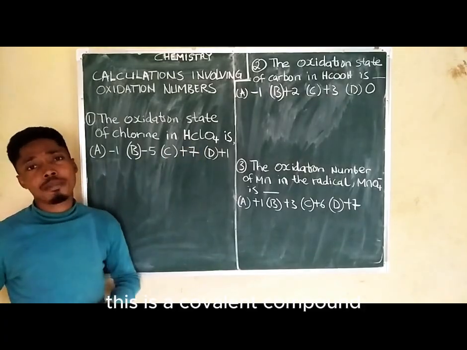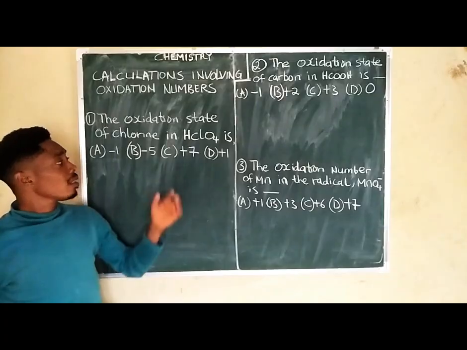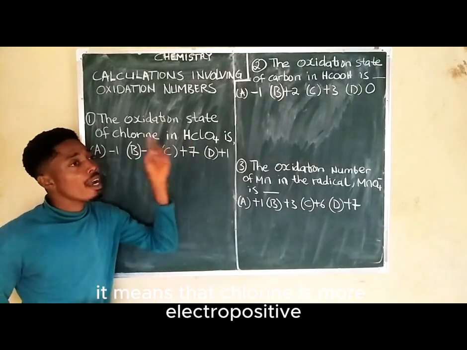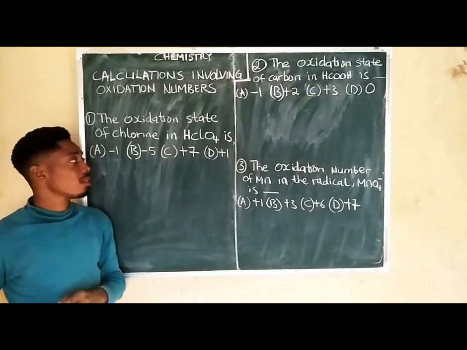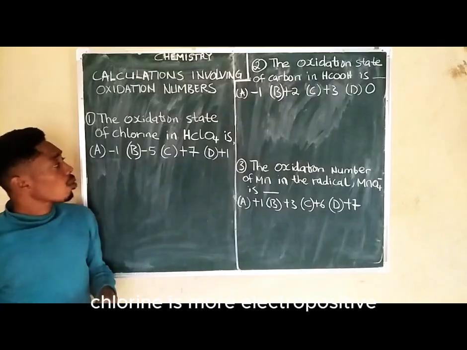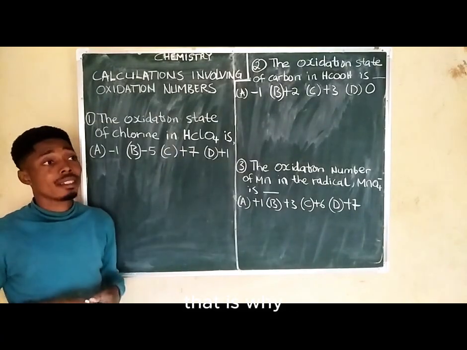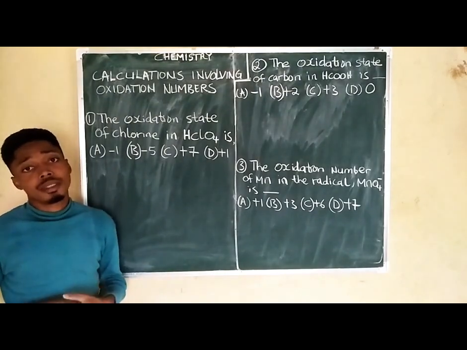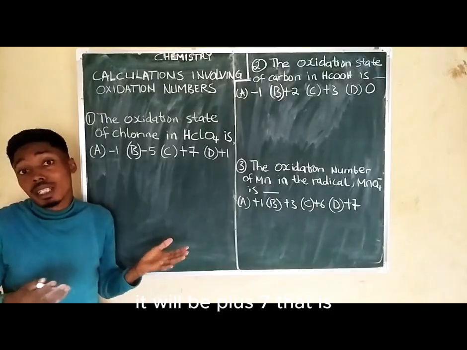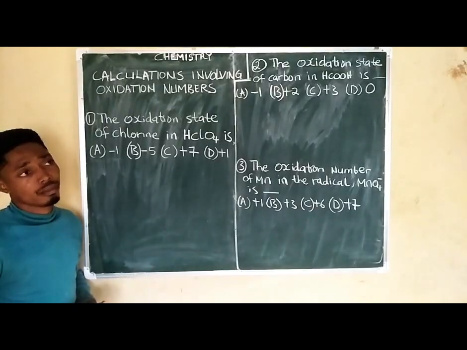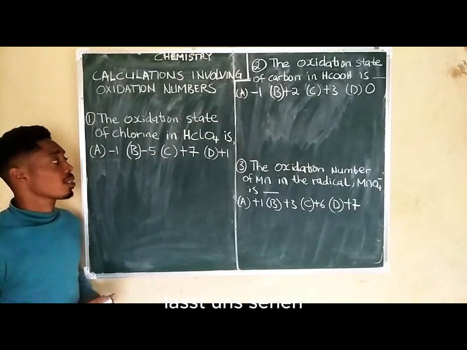This is a covalent compound. It means that chlorine is more electropositive. Chlorine is more electropositive. That is why it will be +7, if at the end of the day we calculate and then we have a positive value. Let's proceed.